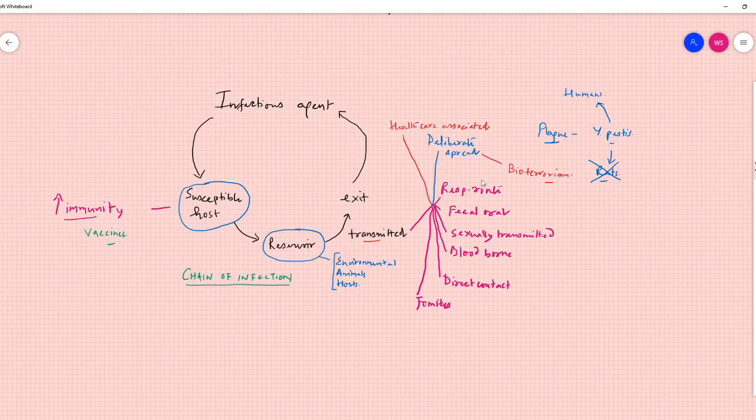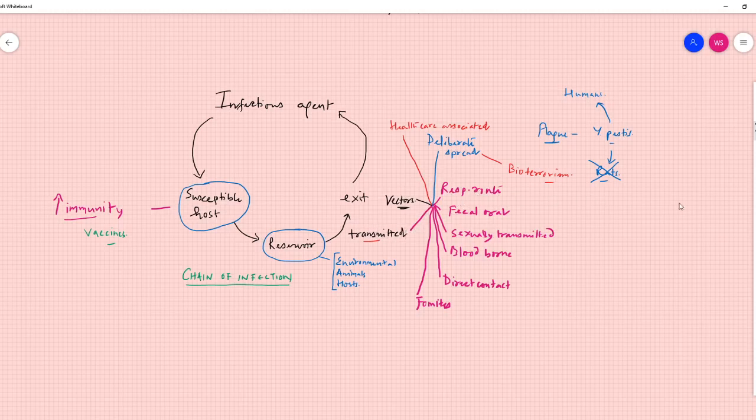There can also be vectors. We took the example of plague, so it can be spread by vectors. Vectors are basically the intermediate, for example, the rats that spread plague to humans. So a rat could be a vector. So if our goal is to stop an infectious disease, what could we do? We could interfere at the mode of transmission.